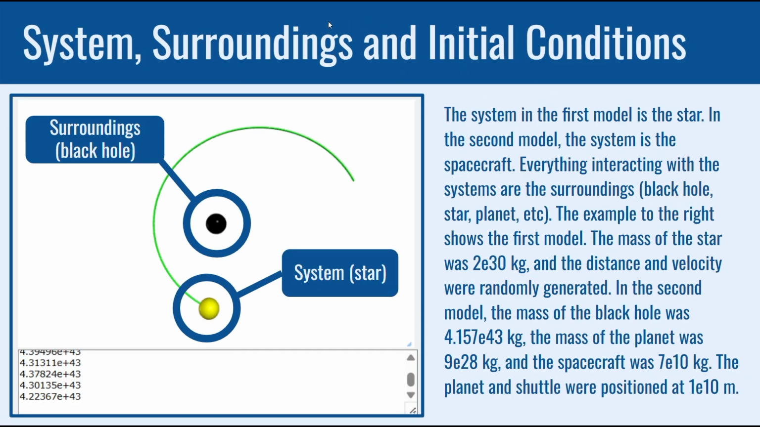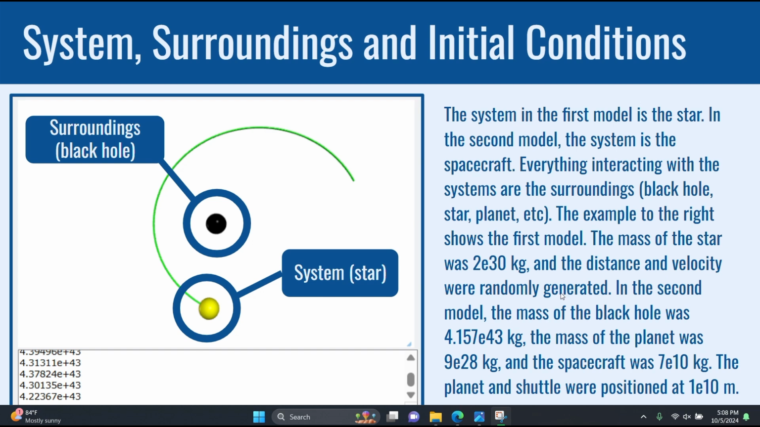First, I would like to recognize the system, surroundings, and initial conditions. The system in each model is a little bit different, but in the first one, the system is the star, and the surroundings is the black hole. In the second one, the surroundings are the black hole and the planet, and the system is the ship. On the right there, I do have the masses of everything in the lab listed, along with the position of the planet and shuttle. The trajectory was randomly generated.